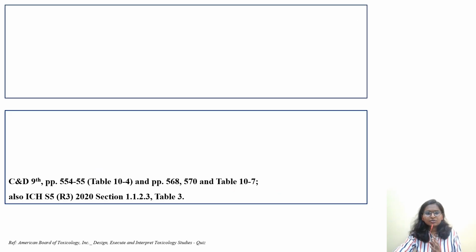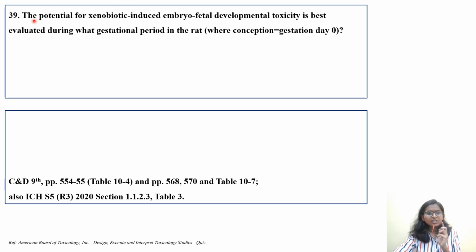Okay, so in this video I am also discussing another question related to reproductive toxicology only, ICH guideline S5. So let's see what is the second question. The potential for xenobiotic induced embryo-fetal developmental toxicity is best evaluated during what gestational period in rat? So we have to identify the gestation period in the rat to identify embryo-fetal developmental toxicity, where conception is equal to gestation day 0. Let's see what are the options.